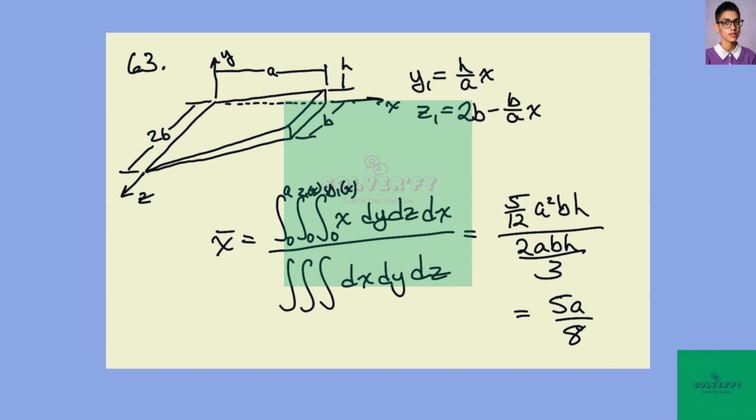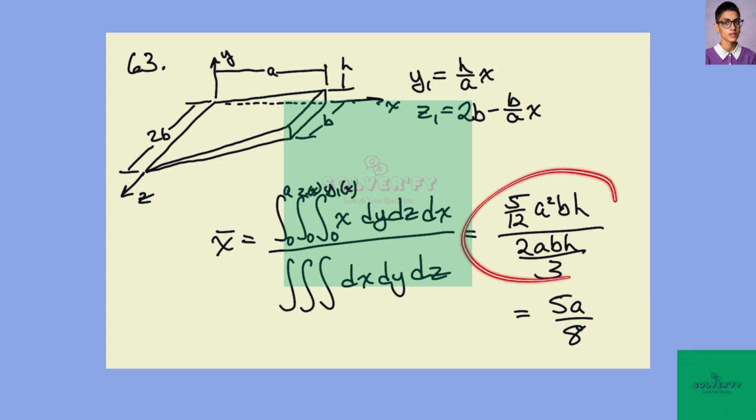And then we can go from 0 to z1, that's a function of x, and so that gives us x times y1 of x times z1 of x. So x times this times this. So now we have a cubic polynomial, and then we just integrate that from 0 to a. And we get that the whole thing is 5/12 a squared b times h. And down here, we can just do the same thing, but put a 1 in here. So we get this times this integrated from 0 to a. And that gives us 2/3 a b h.